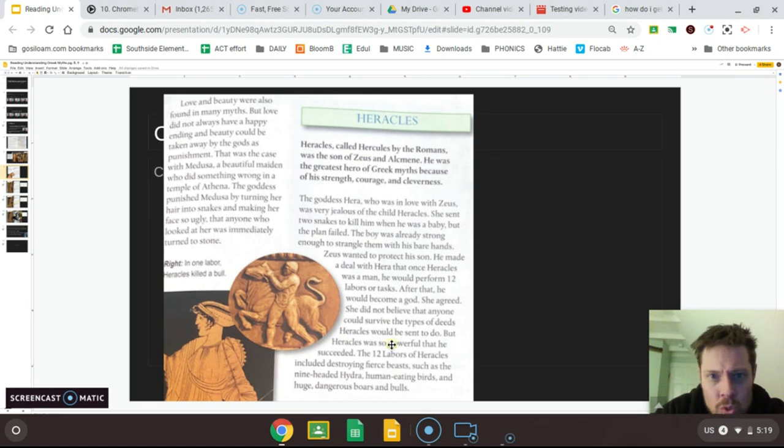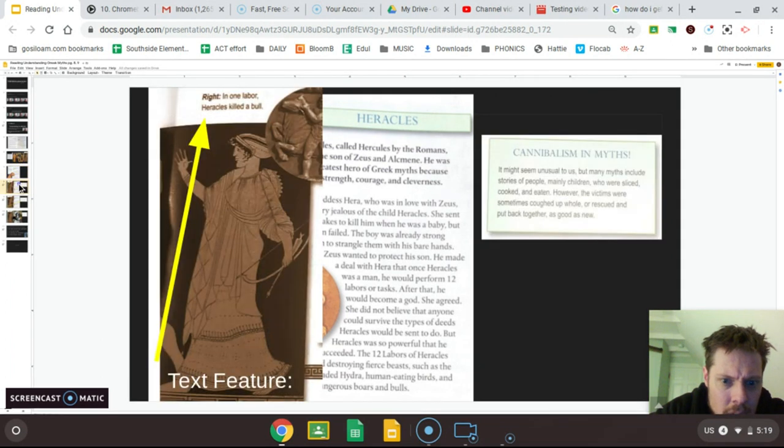The 12 labors, or challenges, of Heracles included destroying fierce beasts, such as the 9-headed Hydra, human-eating birds, and huge, dangerous boars and bulls. And you see that in this picture. You've got this caption right over here that tells you about it. I'm going to move here. Text feature, right, over here. In one labor, Heracles killed a bull. So we've got these text features going on, and there's one over here as well.